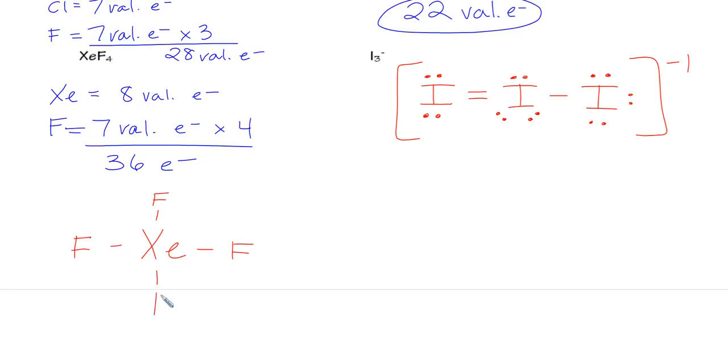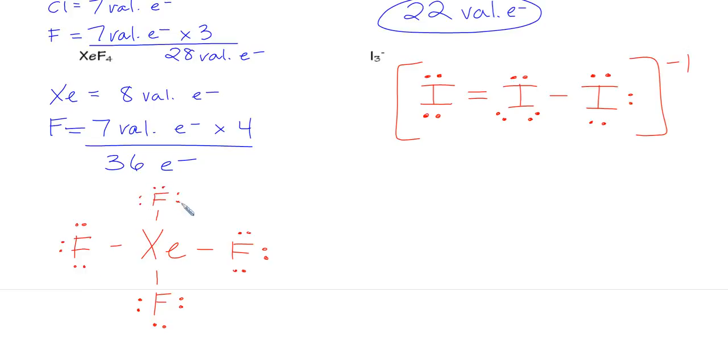Fluorine. Fluorine's got to have an octet. 2 electrons in the single bond. So let's go around and give each fluorine 3 pairs. So they have a total of 8. Fluorine, no exceptions. He must have 8 valence electrons.